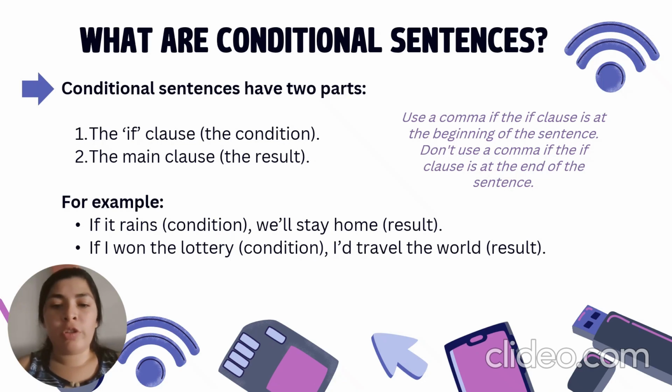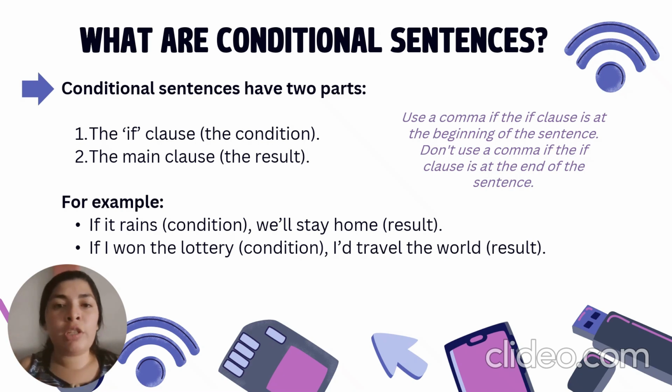What are conditional sentences? Conditional sentences have two parts. The first part is the "if" plus the condition, and the second part is the main clause plus the result. For example, if it rains, I will stay home. "If it rains" is the condition, "I will stay home" is the result. If I won the lottery, I will travel the world. "If I won the lottery" is the condition. "I will travel the world" is the result. So first of all, we need to have the condition and then we need to have the result.